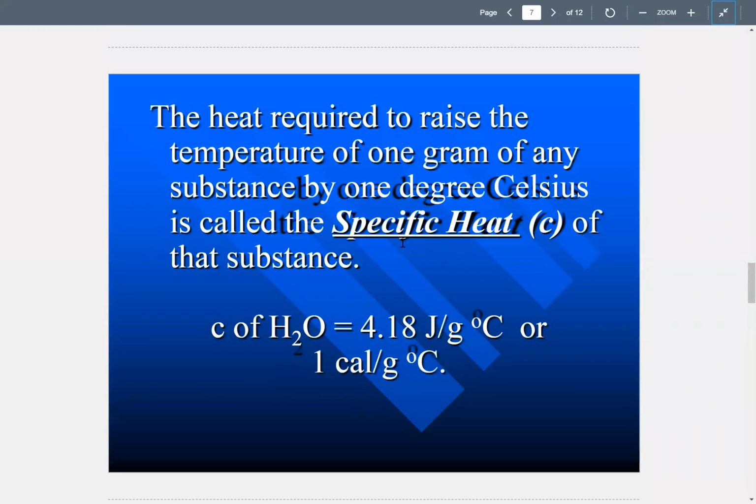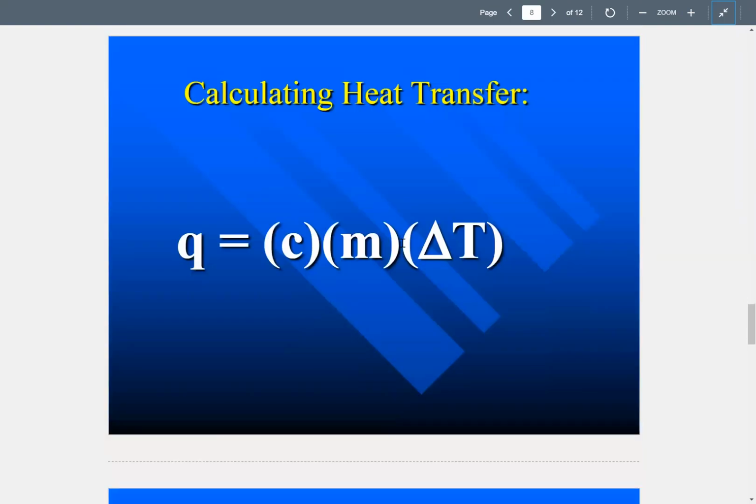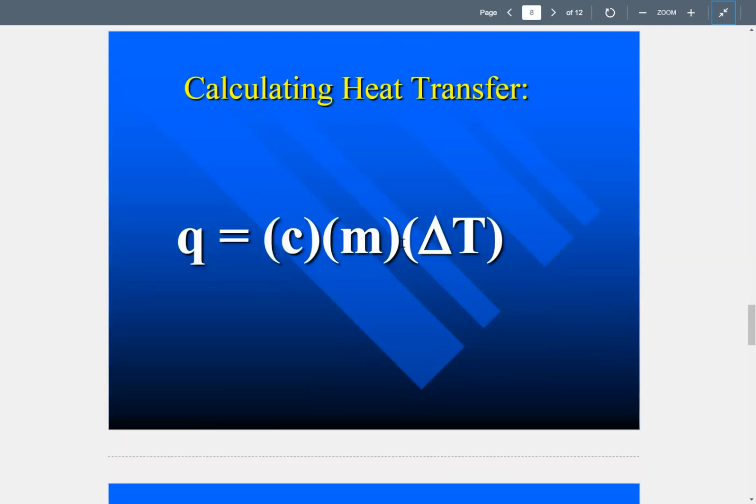So, basic definition of specific heat. Water's specific heat is 4.18 joules per gram degree C. And that's why 1 calorie is considered the specific heat of water, because they are the same thing. All right. So if we're going to be talking about the total amount of heat transferred, we're then going to be talking about the specific heat, which is given the symbol C, multiplied by how much you have of it, and how much temperature change you want to enact.